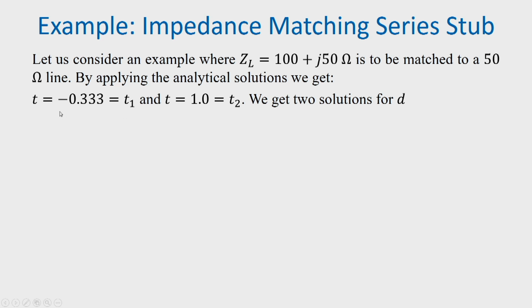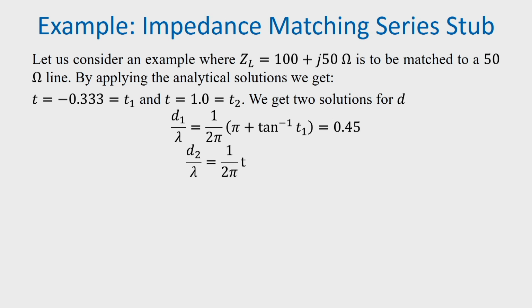Now, corresponding to these two values of t, we also get two solutions for d, and d1 by lambda can be found out to be 0.045, and d2 by lambda can be found out to be 0.0125.